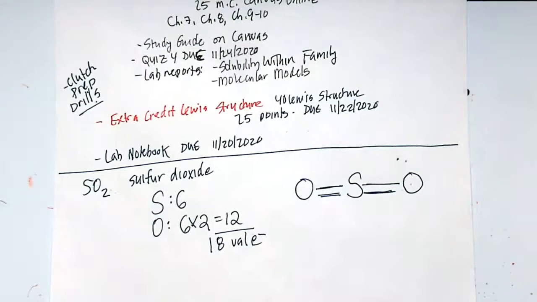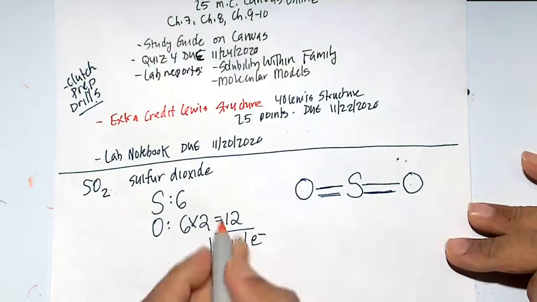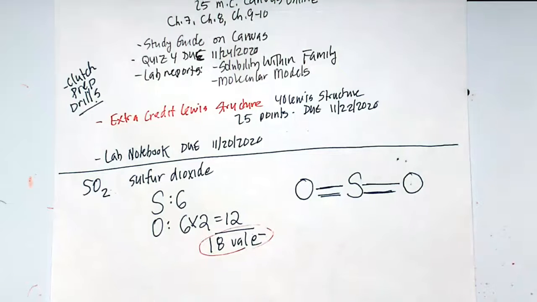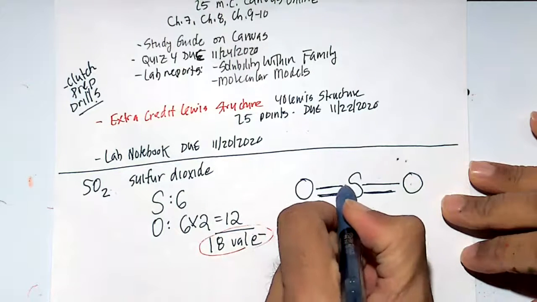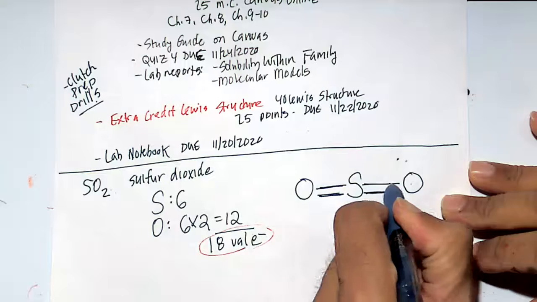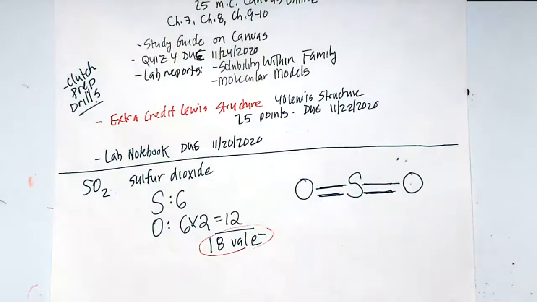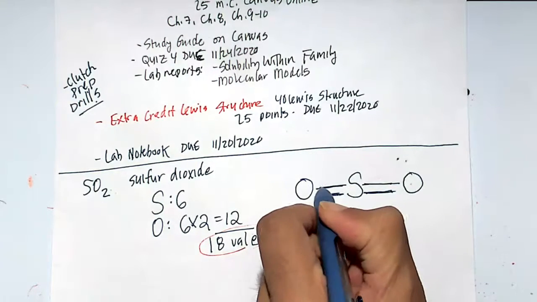Our goal is to get 18 valence electrons, eighteen valence electrons around SO2. So here we go. 1, 2, count with me.